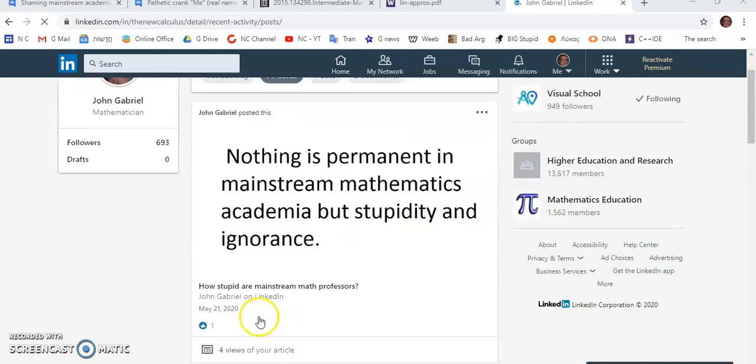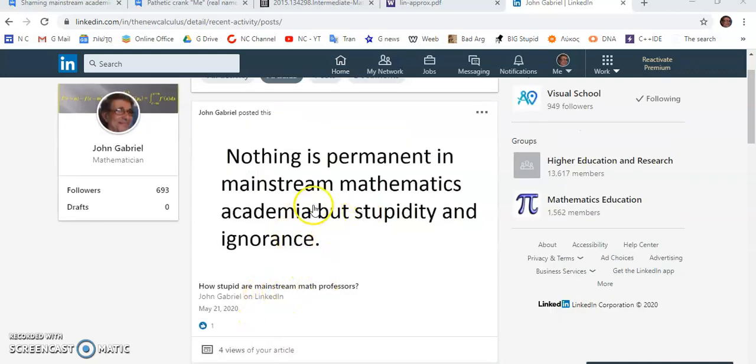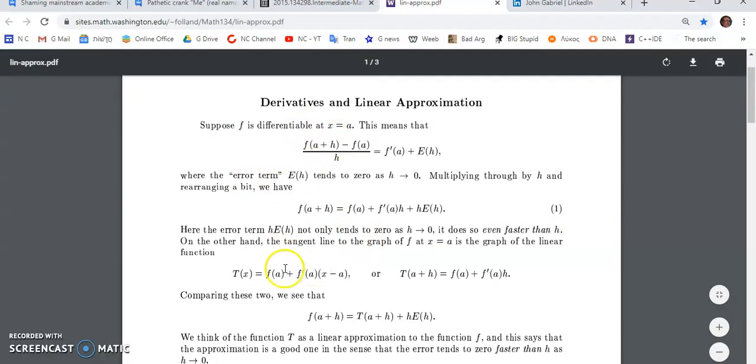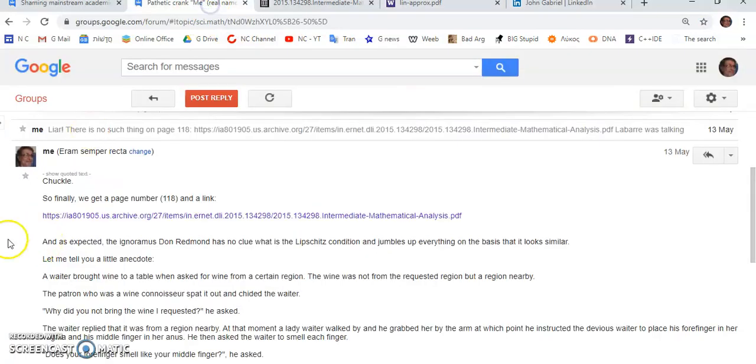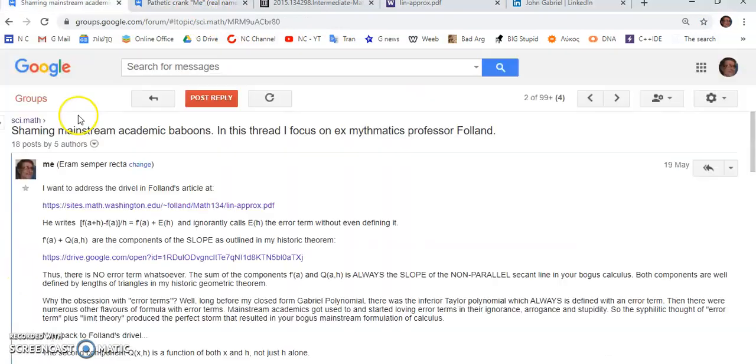So it's called How Stupid Are Mainstream Math Professors? And if you go to it, and I'll place a link to this, it will explain why just about everything you read here is completely ridiculous and absurd. So at any rate, the type of people I've been fighting with are these idiots. And they're not only on sci.math, by the way. They're on that site Quora, they're on Math Stack Exchange, they're on every other conceivable math site you can think of. And when I correct them, their response is entirely one of libel or misrepresentation or drivel.